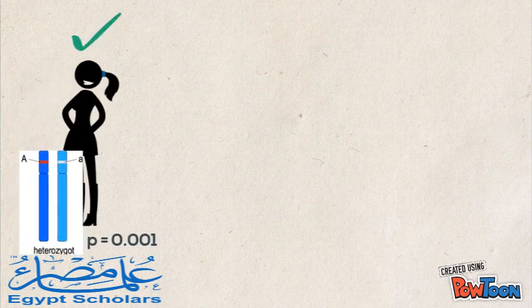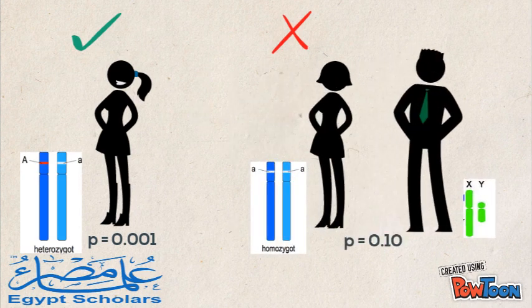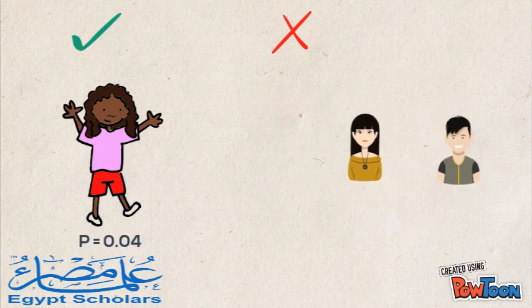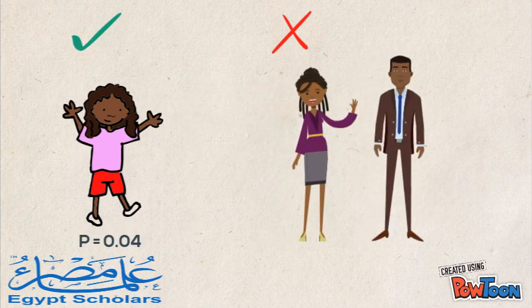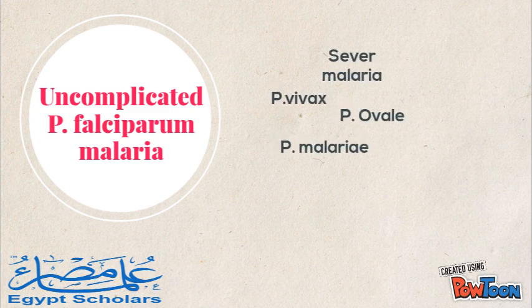They found out that G6PD deficiency protects only heterozygote females, not homozygotes or hemizygotes. It protects only the Africans, not the Asians, and only children compared to adults. This protective effect was against uncomplicated Plasmodium falciparum malaria and not against other types and species of malaria.